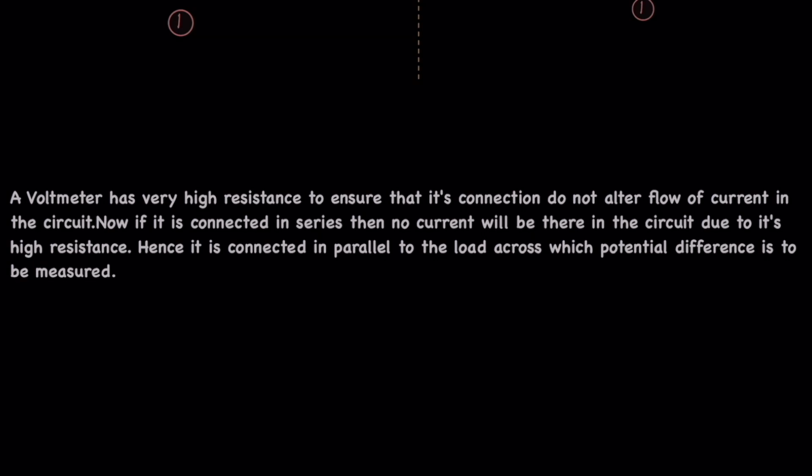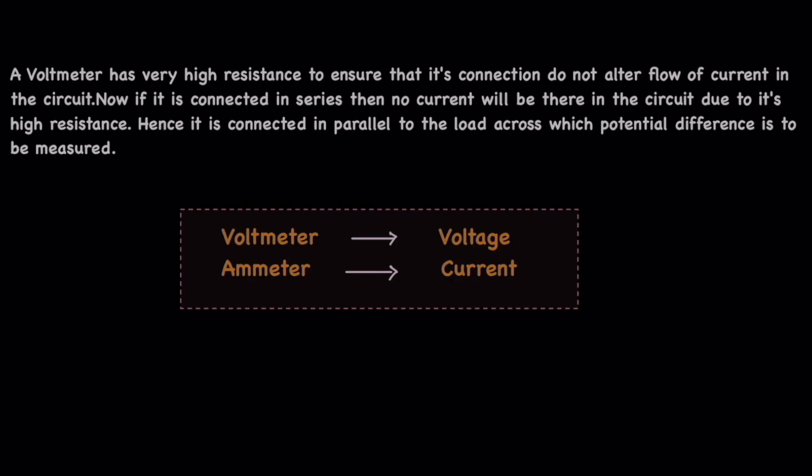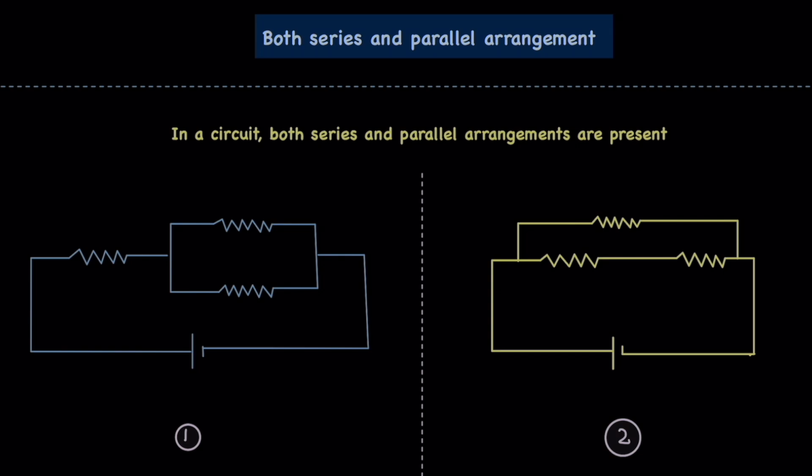We already studied that the voltmeter is used to measure the voltage and the ammeter is used to measure the current. Now we will study the third type of arrangement, which is a combination of series and parallel arrangement. In a circuit, both series and parallel arrangements are present together. As you see, we have two figures, figure 1 and figure 2.